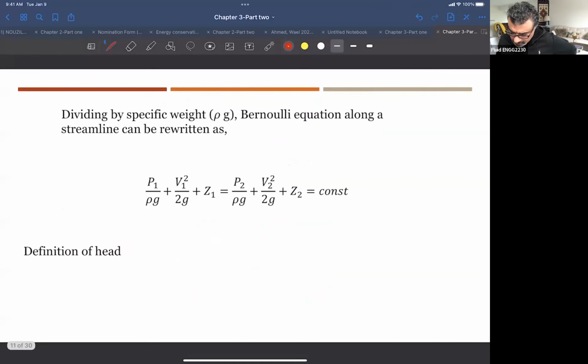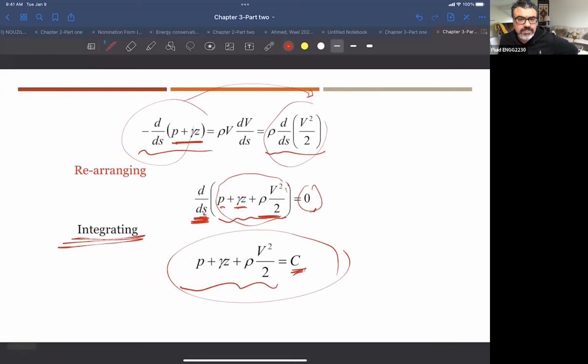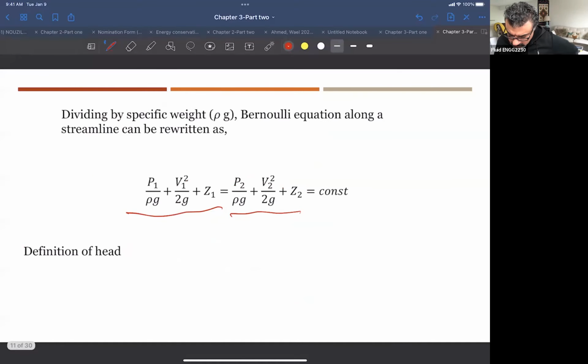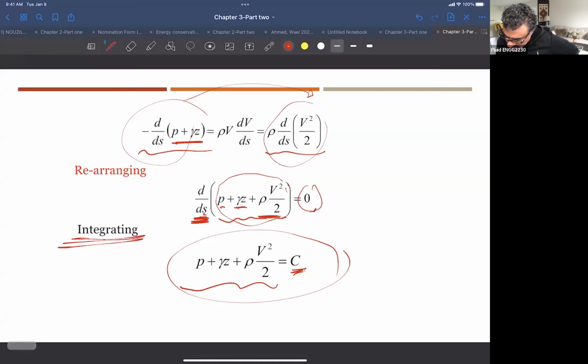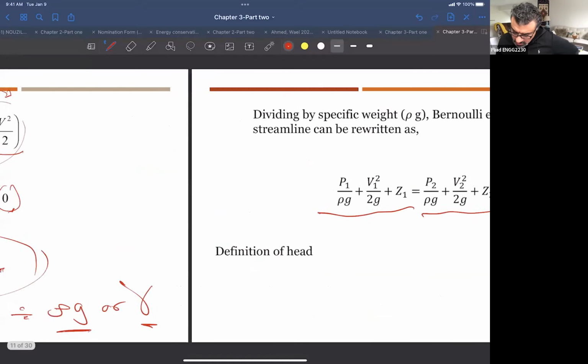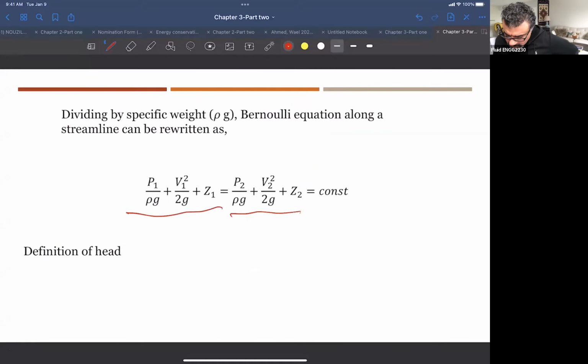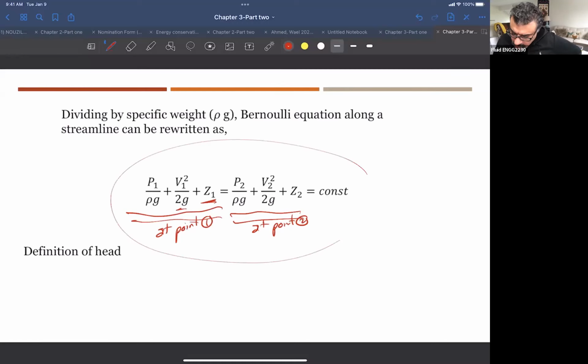The difference between this equation and the previous equation is that we divided by rho g, normalizing the equation by rho g. Rho g is gamma, so we divide by rho g or gamma, because both are the same. So I have p1 over rho g plus z1 plus v1 square over 2g at point 1, equal to the same terms at point 2. And this is what we call the Bernoulli equation.